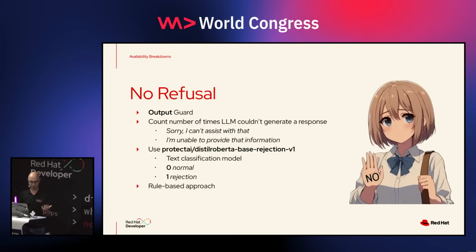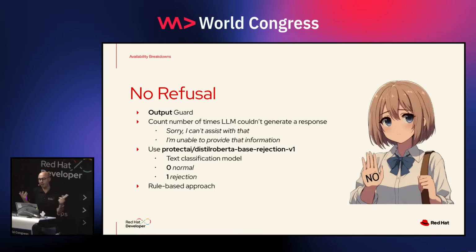This is an output Guardrail, and basically it counts the number of times that the LLM says that it cannot generate a response. For example, saying, sorry, I cannot assist with that, or I'm unable to provide that information. Why is this important? Well, for 2 reasons. The first one, because then you can detect if a user is finding the limits of your model. If you see that the user is getting a lot of no refusal messages, then probably this user is checking the limits of the model. So maybe it's a good idea to block it.